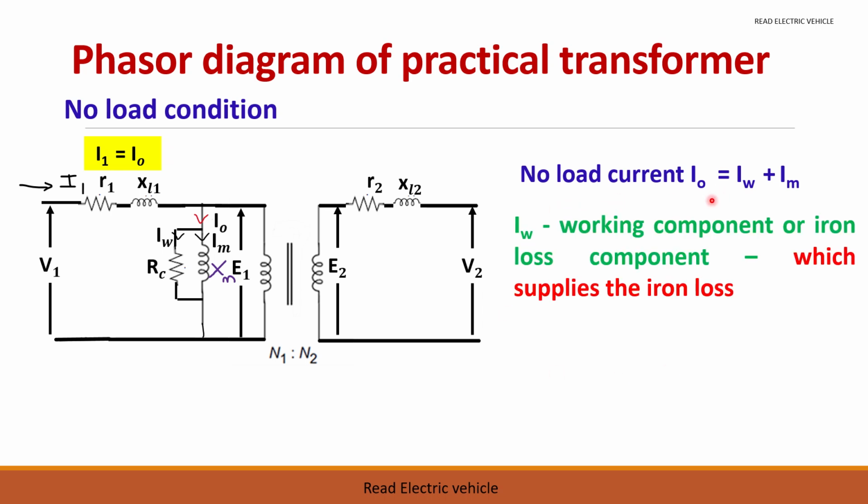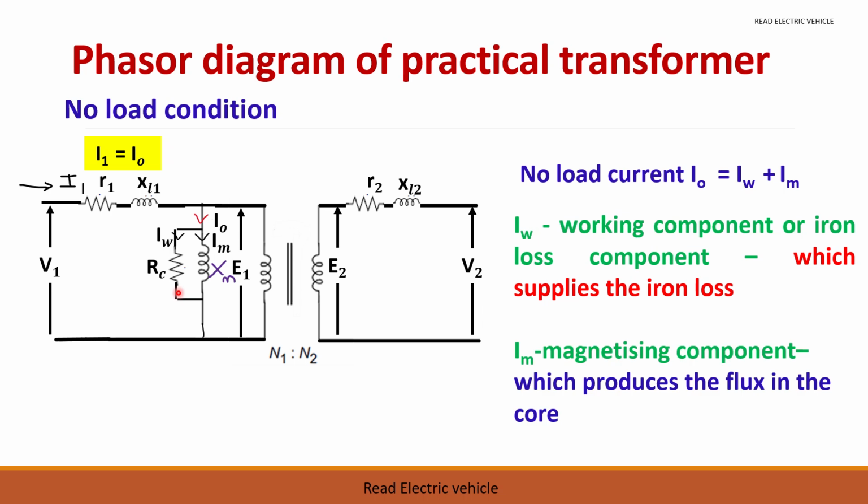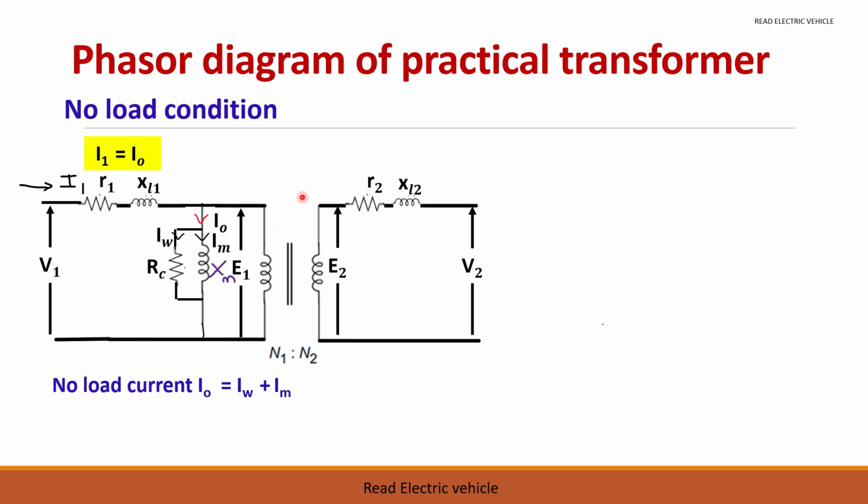So this I0 no load current is having two components, IW and IM. Here the IW will supply the core loss component RC, or it supplies the iron loss, and IM is used to produce the flux in the core, that is called the magnetizing component. Now let us draw the phasor diagram for this no load condition.